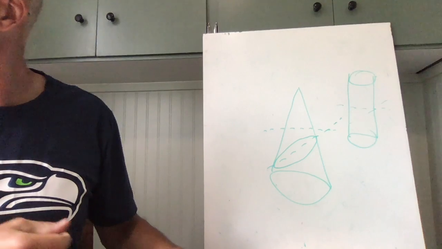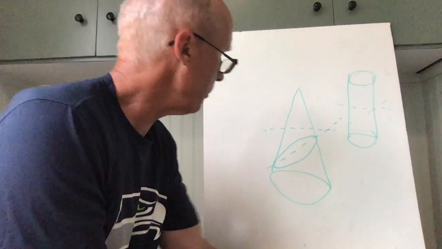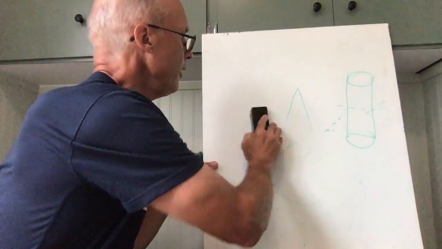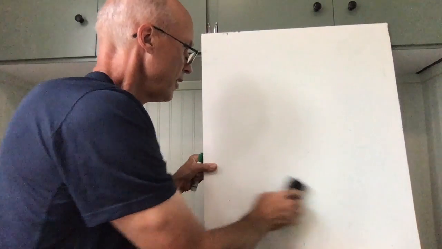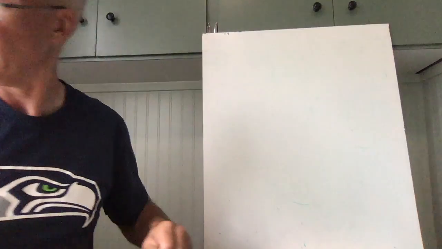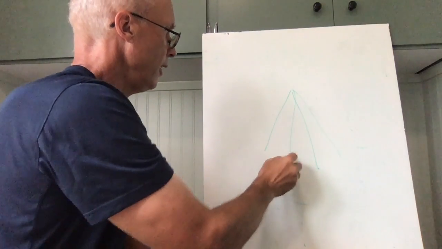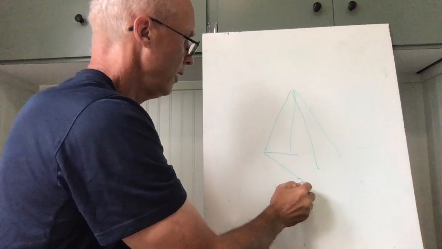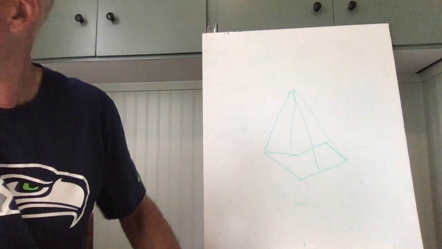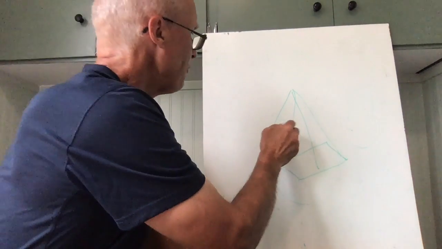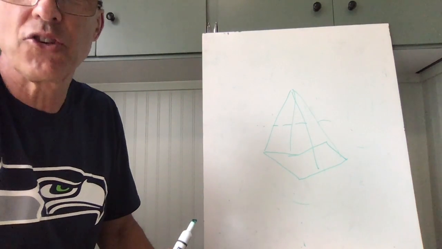And the last one, well, think about like a pyramid. That's going to be tough for me to draw again. But maybe I can do enough to get you to visualize it. So you got this pyramid, it's going down there. If I slice this parallel to the base, what are you going to get? You're going to get a square.